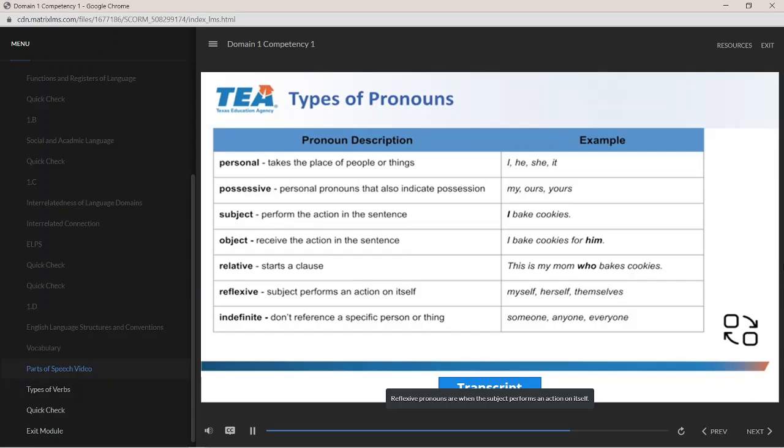Reflexive pronouns are when the subject performs an action on itself. Examples include the pronouns myself, herself, and themselves. Indefinite pronouns don't reference a specific person or thing. Examples include the pronouns someone, anyone, and everyone.